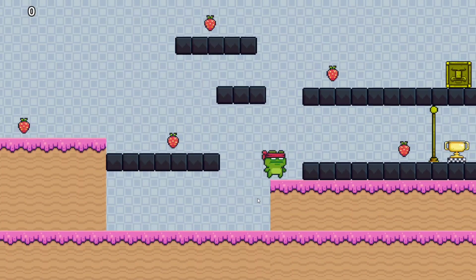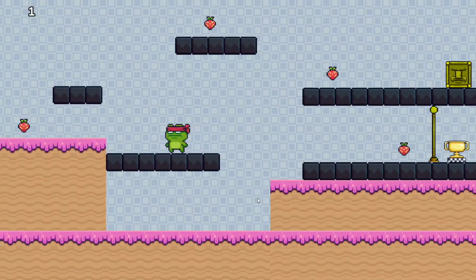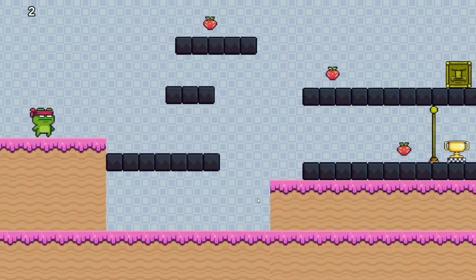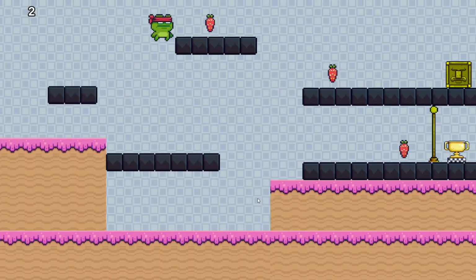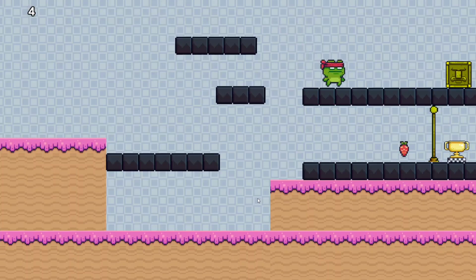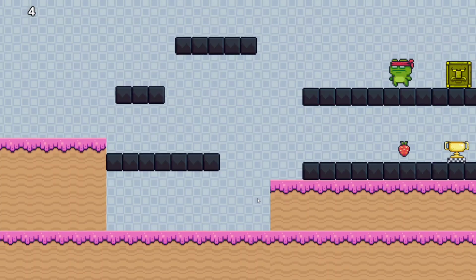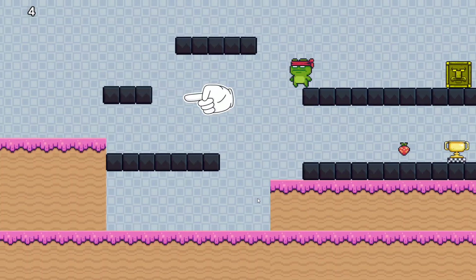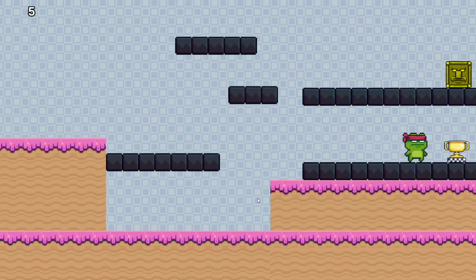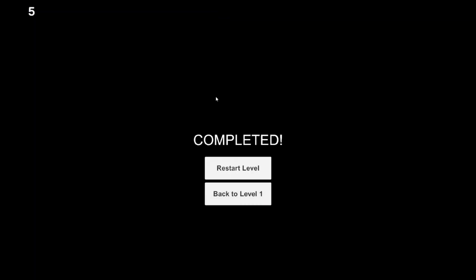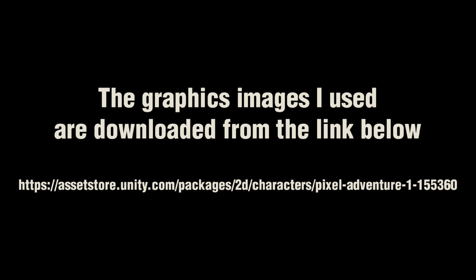To add another layer of challenge and reward, I have incorporated score points. The froggy can collect them by picking up juicy strawberries scattered throughout the levels. Additionally, I have implemented moving platforms that require careful timing and add a dynamic element to the platforming. Finally, each level culminates in an end screen to celebrate the player's success.